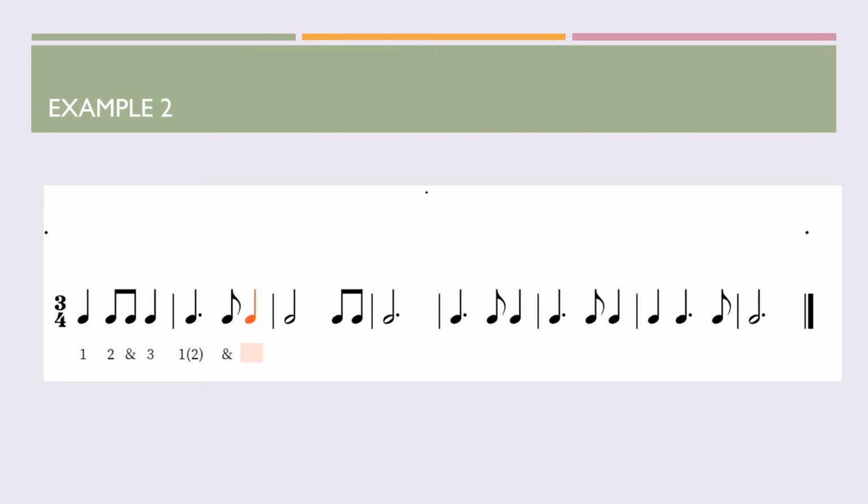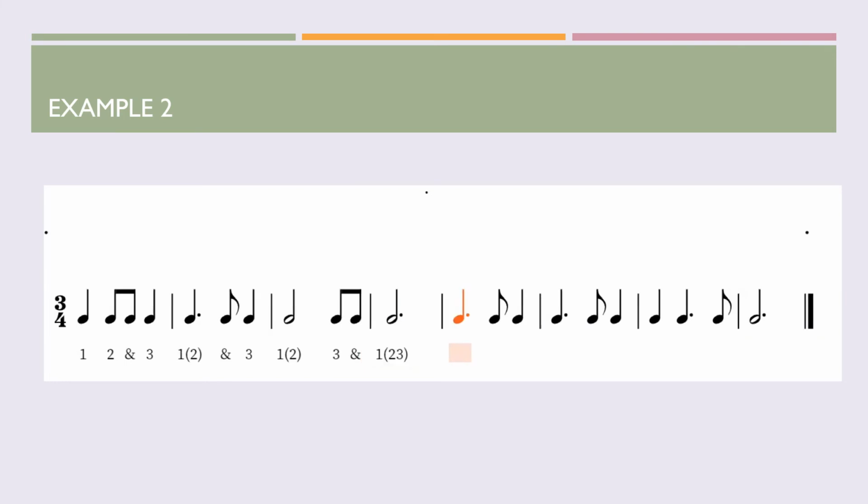Here's the and of beat 2, and then beat 3. We start back over with 1. The half note gets 2 full beats. Then we get to 3, and the dotted half note gets 3 beats. Then we come back to a dotted quarter note. So I will put down 2 numbers, followed by the and, then 3. This is beat number 1 and the first half of beat number 2 and beat 3.